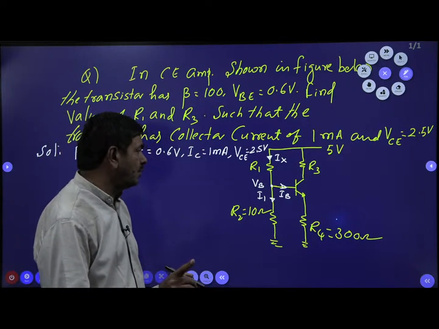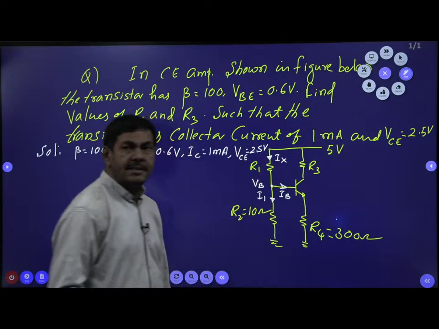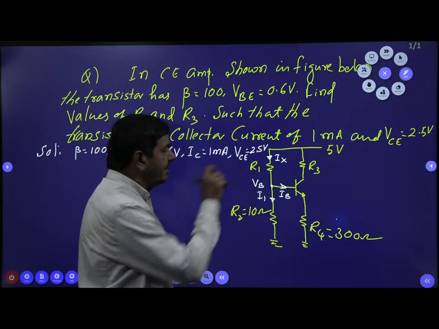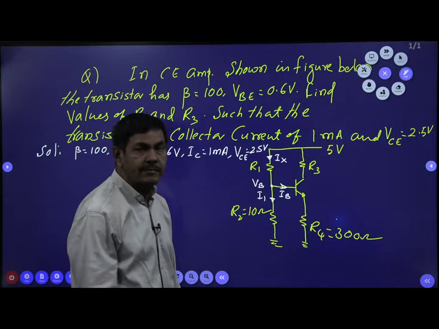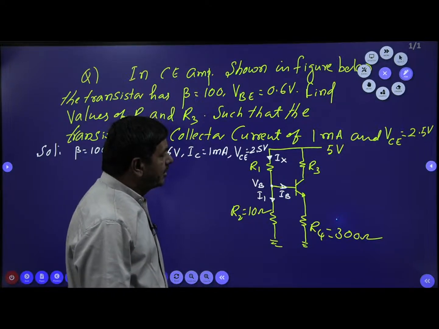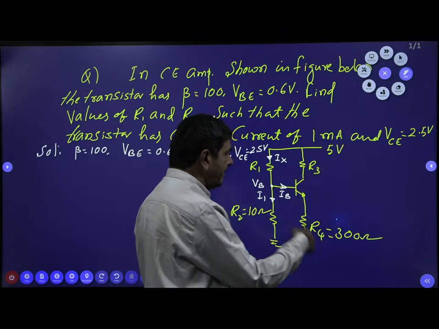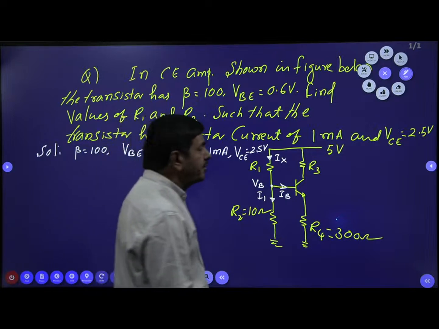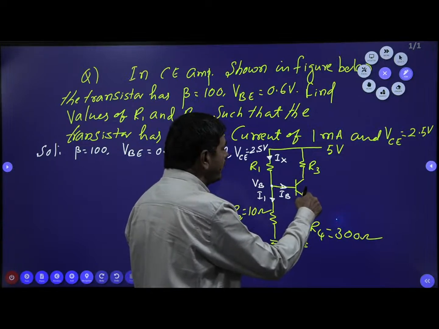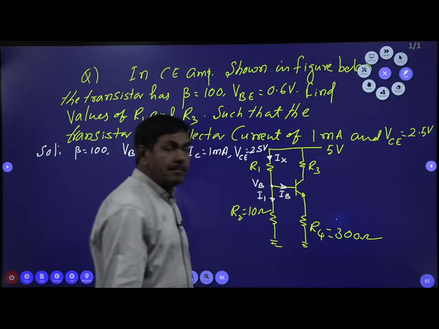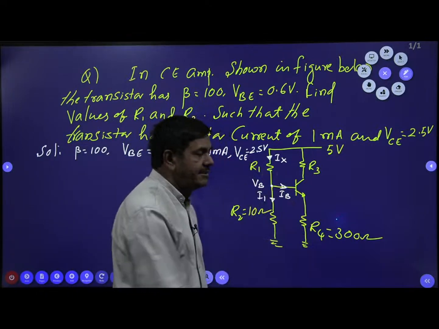Once we know the base voltage and the IX value, you can directly determine the R1 value, because R1 equals 5 minus VB divided by IX. In such a way we can do it. If you want to find the resistance R3, we can apply KVL on this side. When KVL is applied, the equation is 5 equals IC times R3, plus VCE given as 2.5, plus IE times R4. But the unknown value here is IE. The emitter current is also required.